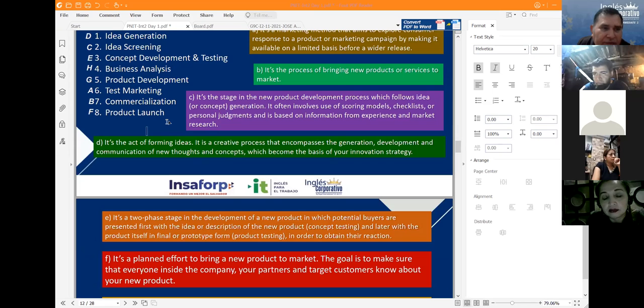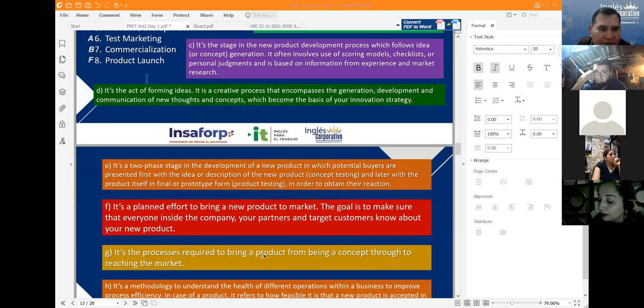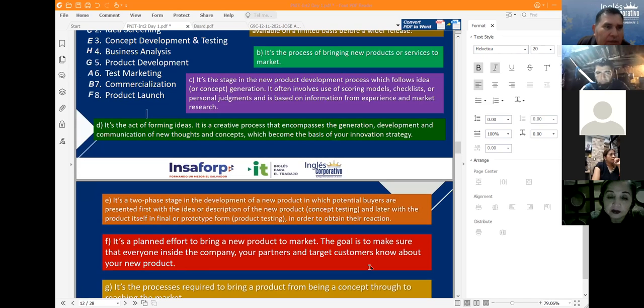Then five, product development. For product development, it's a process required to bring a product from being a concept, from being an idea, getting the characteristics, getting the material, getting the processes, getting the manufacture or the fabrication until it is done. So that would be the next one, the product development.